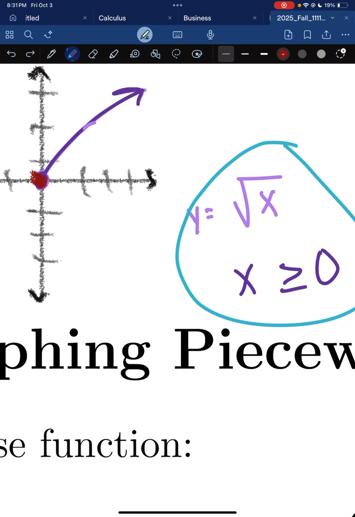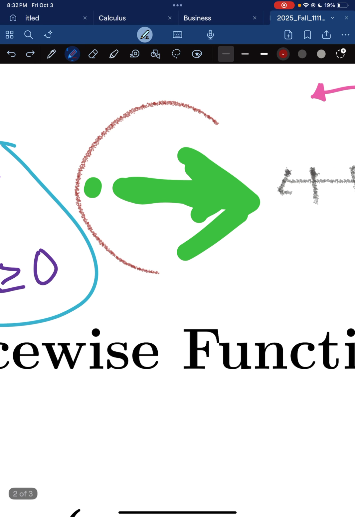And then we have to restrict it. So x is greater than or equal to 0. So we find 0. And it's a closed dot because it is equal to. And it's true for everything on the left side that's greater than 0. So this whole line is going to be true. Now we just have to put it all together.